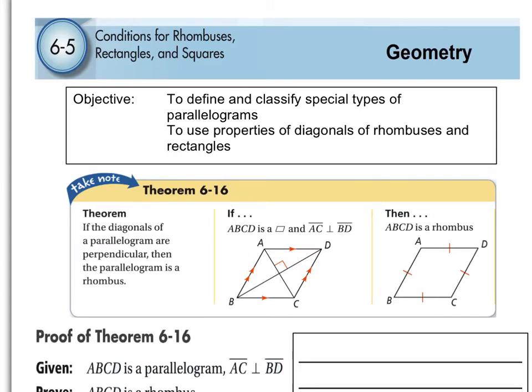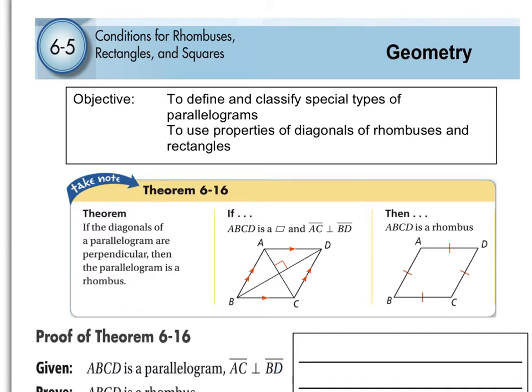This is the introduction to section 6.5, part 1. In section 6.5, we're going to discuss conditions of rhombuses, rectangles, and squares. Essentially, 6.5 and 6.4 are very similar. In 6.5, these are really just the converses of the theorems we looked at in 6.4 with the properties of rhombuses, rectangles, and squares. So, in other words, we're just trying to use these theorems to prove that this parallelogram is a rectangle, a rhombus, or a square.